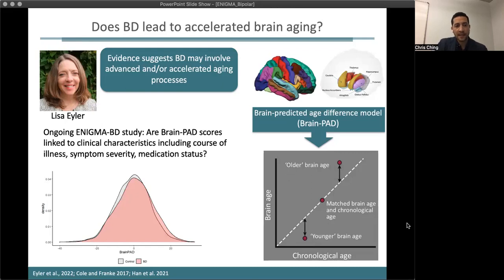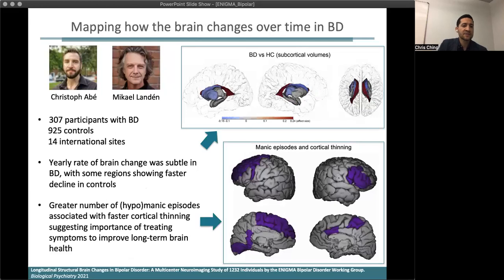And so Dr. Eiler and her team have been looking at associating these brain PAD scores with different clinical characteristics, including course of illness, symptom severity, and medication status. And on this plot, the bottom left, we see in pink that the individuals with bipolar disorder have slightly higher brain PAD scores. Their brains appear slightly older compared to the undiagnosed individuals. And so this measure may be an interesting way of potentially parsing some of that patient heterogeneity that I talked about before.